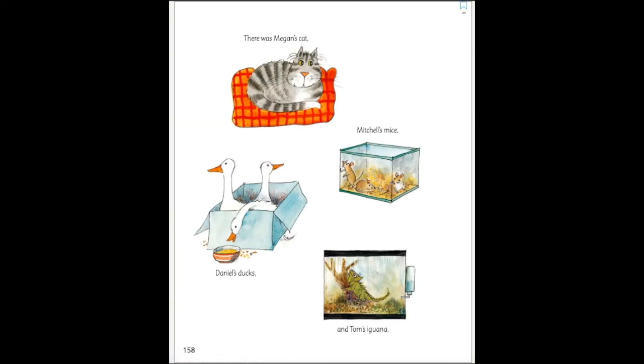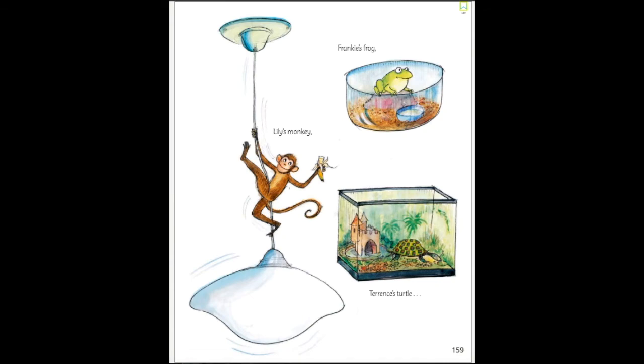There was Megan's cat, Mitchell's mice, Daniel's ducks, and Tom's iguana. So how do the pictures and words on this page tell us a story? Well, they quickly show us that the students have brought in many pets. Same on this page. Frankie's frog, Lily's monkey, Terrence's turtle.